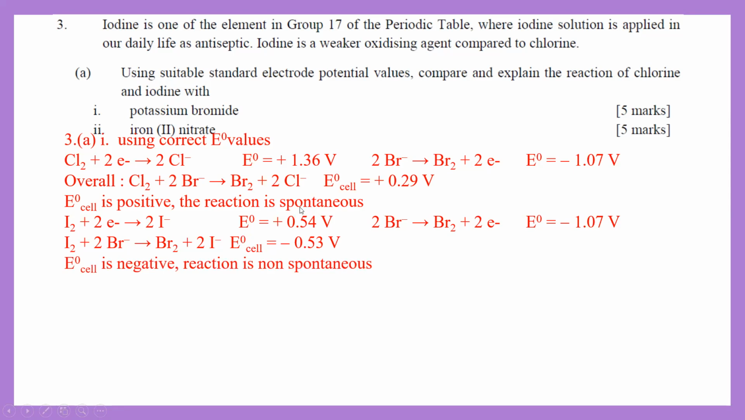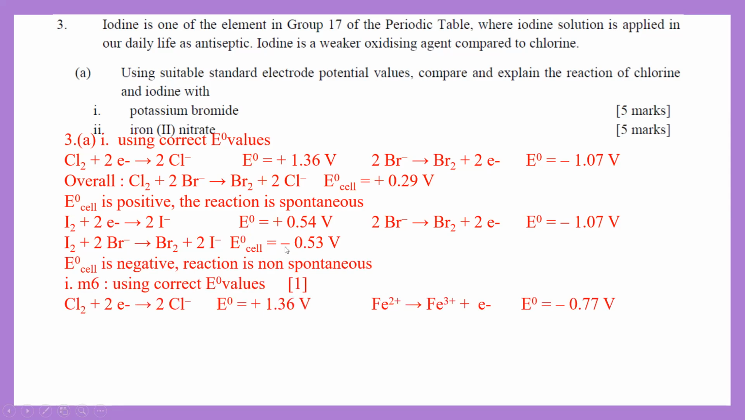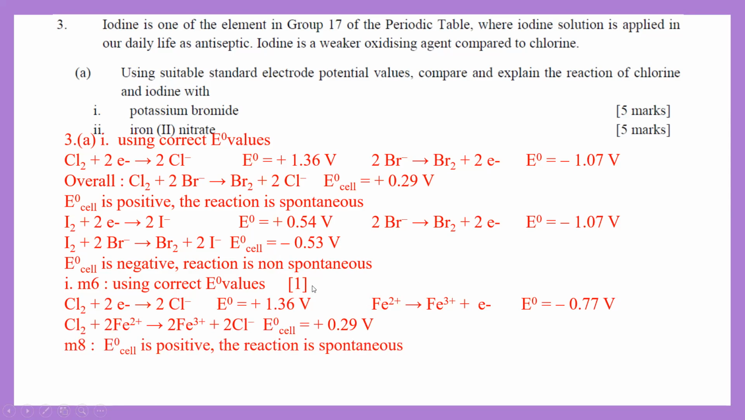Then for the case of number 2, which is iron(II) nitrate, when chlorine reacts with the iron(II), chlorine acts as an oxidizing agent, so Fe2 plus acts as a reducing agent. So you should use the equation where Cl2 plus 2e minus gives 2Cl minus, E° is positive 1.36. For the case of iron, you use Fe2 plus gives Fe3 plus e minus, E° is negative 0.77. So your overall equation will be Cl2 plus 2Fe2 plus gives 2Fe3 plus 2Cl minus. So E° cell is positive 0.29 volt.